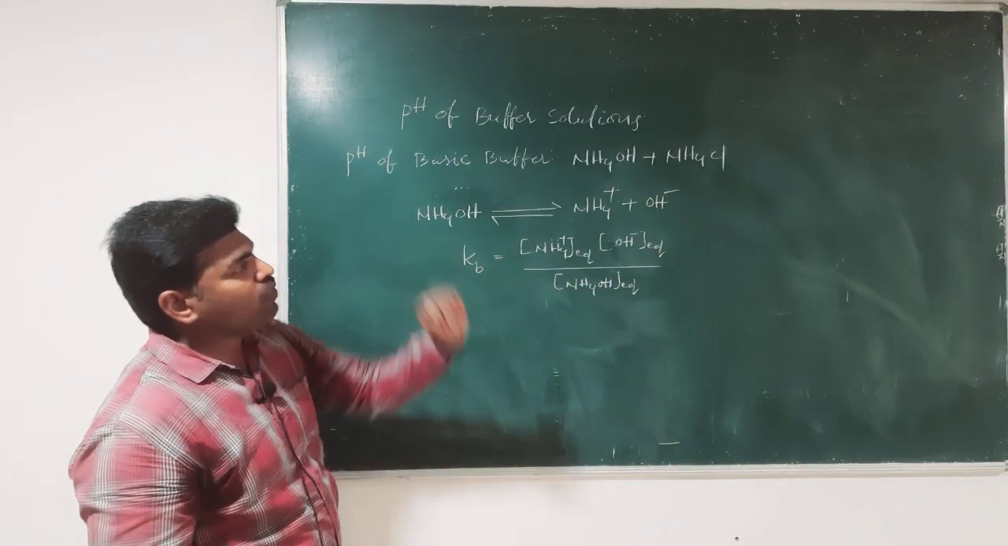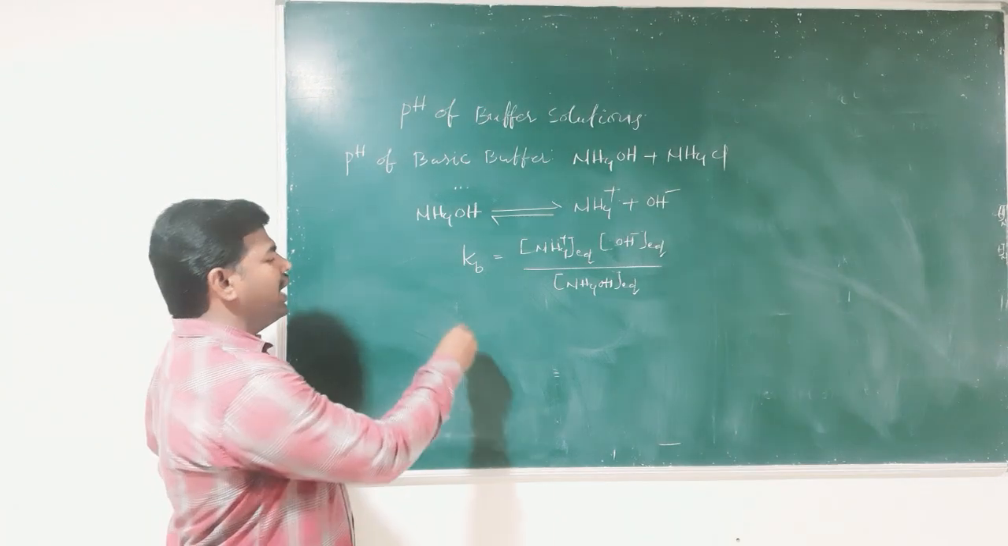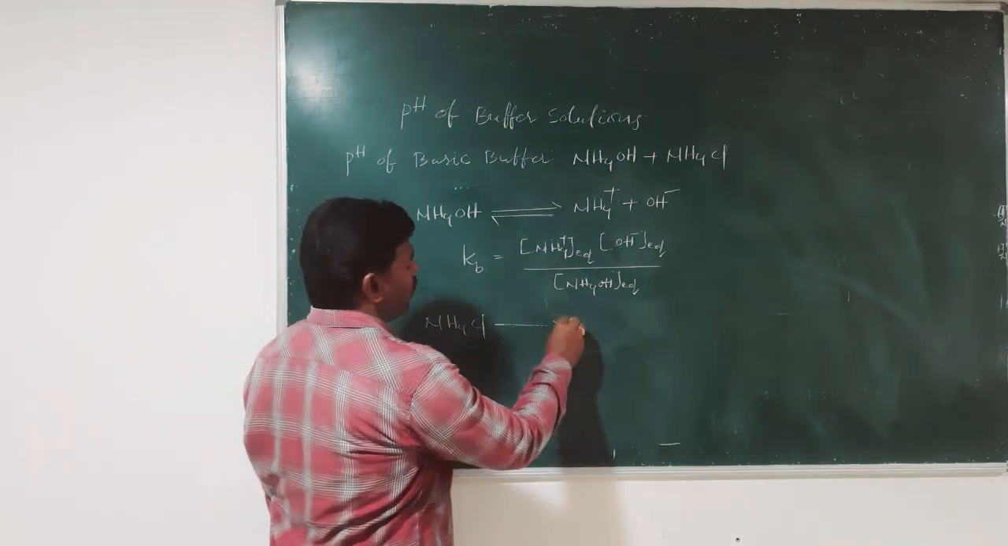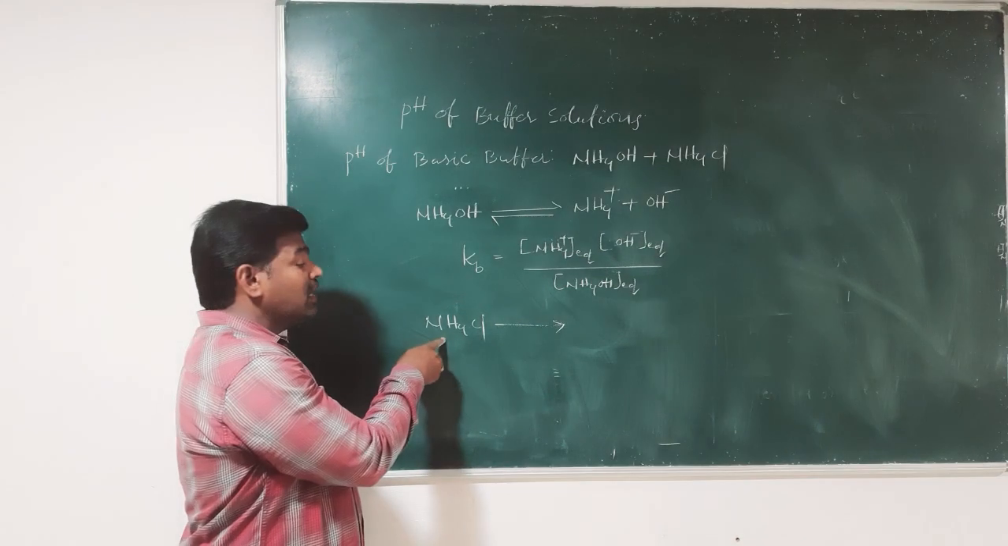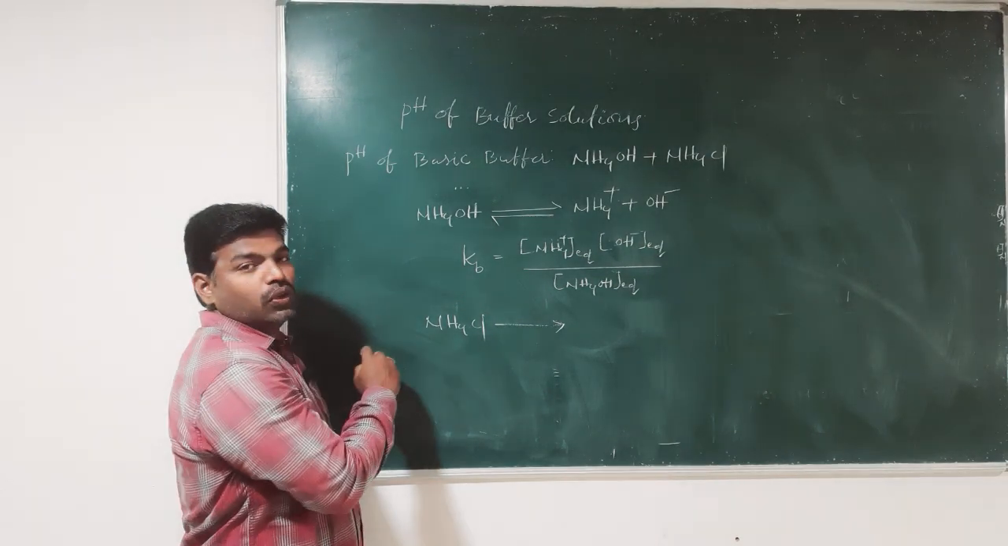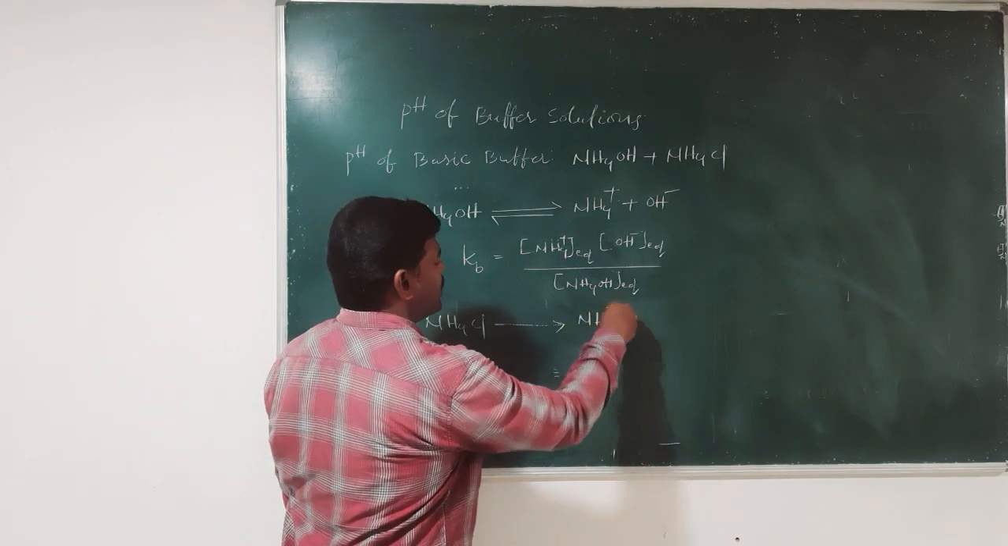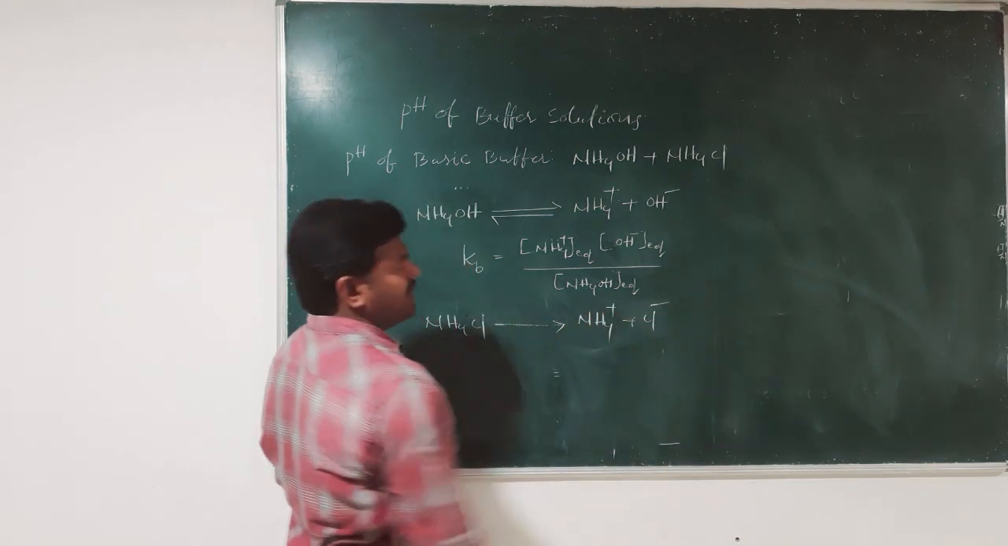And ammonium chloride also undergoes ionization. NH4Cl. Ammonium chloride undergoes ionization. It is a strong electrolyte. It undergoes complete ionization, that is NH4 plus and Cl minus ions.